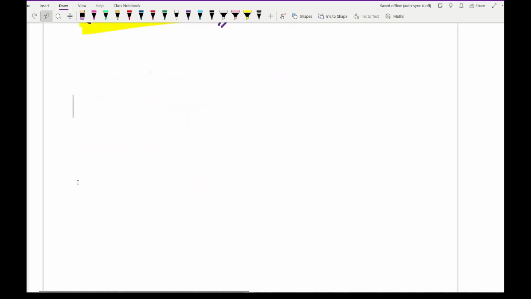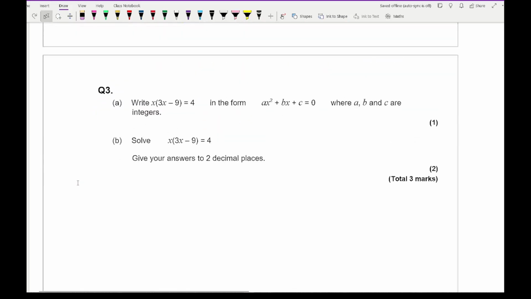Moving on to question 3, it says write x(3x minus 9) equals 4 in the form of ax squared plus bx plus c equals 0. So looking at part A, let me do that bit first. All I need to do is expand the brackets. So I end up with 3x squared minus 9x equals 4. And then I want to make it equal to 0. So I end up with 3x squared minus 9x minus 4 equals 0.